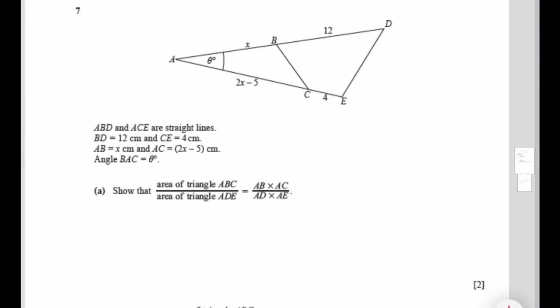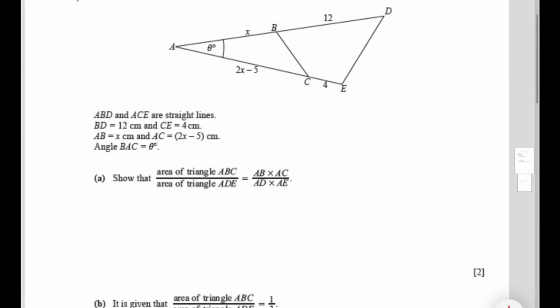In the question, they've given us two triangles. The question says ABD and ACE are straight lines. BD is 12 centimeters and CE is 4 centimeters. AB is x centimeters and AC is 2x minus 5 centimeters. Angle BAC is theta degrees.